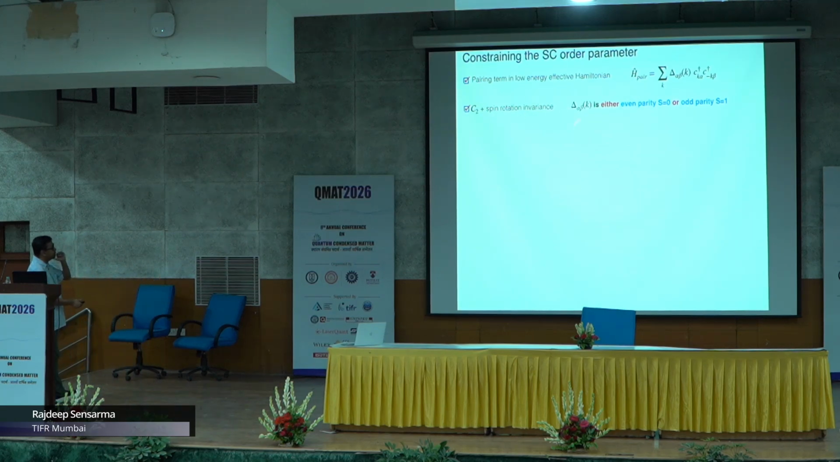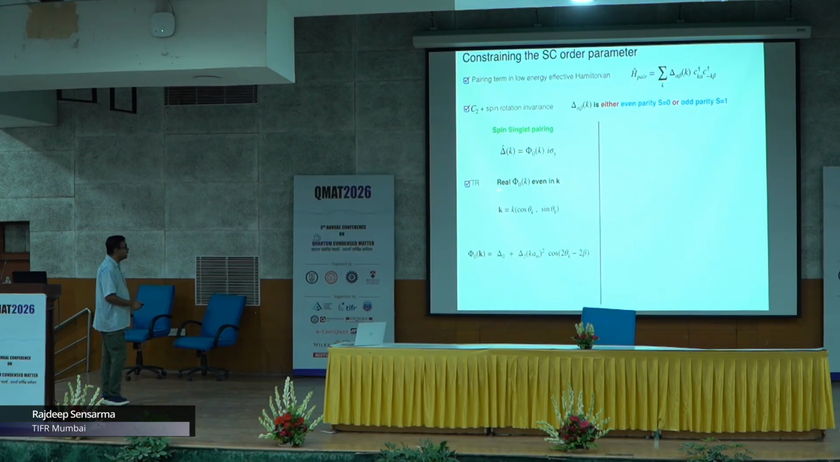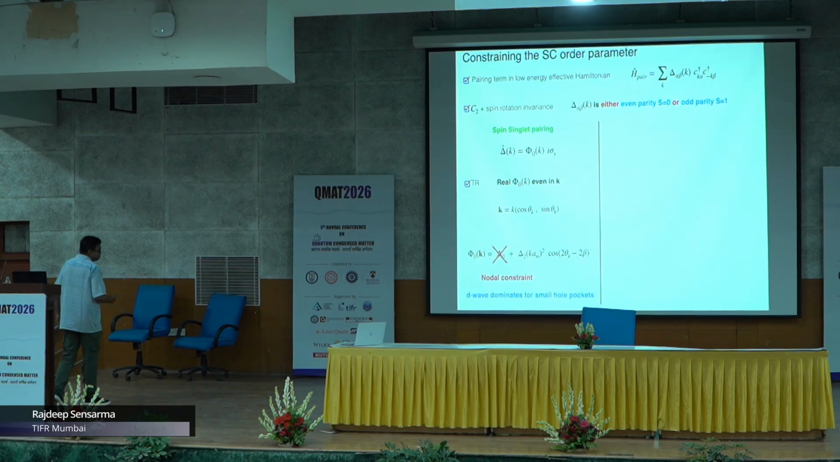if you look at the order parameter, you will realize that the parity and spin rotation invariance, sorry, C2 and spin rotation invariance, would mean that this object is either even parity when it's singlet or odd parity when it's a triplet. So if you have singlet pairing, time reversal will tell you that this phi naught is basically real. And then you can have an S wave and a D wave because you are around a gamma point. This is a natural thing to expand in. And if you have nodes, D wave should dominate if it is a singlet.